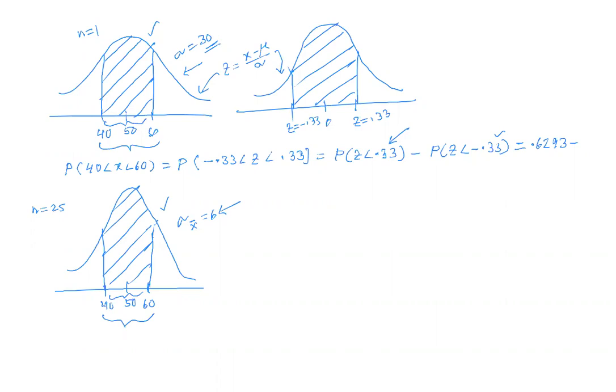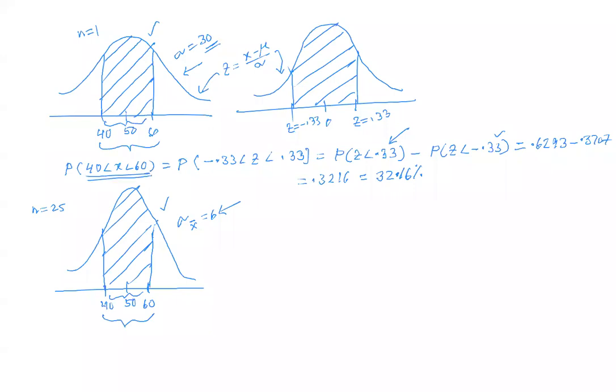Is it 0.3? Is it 0.3707? Exactly, 0.3707. Thank you. So 0.6923 minus 0.3707 is 0.3216, which is about a 32.16% chance that a randomly selected person will be spending between 40 and 60 minutes on the social media.